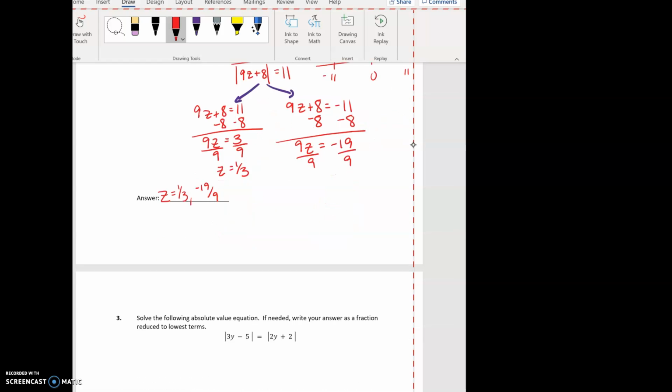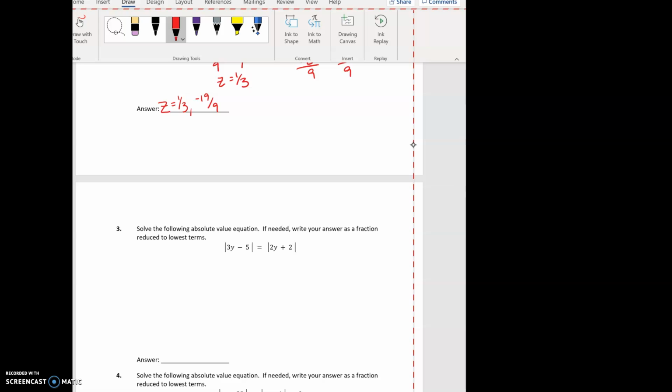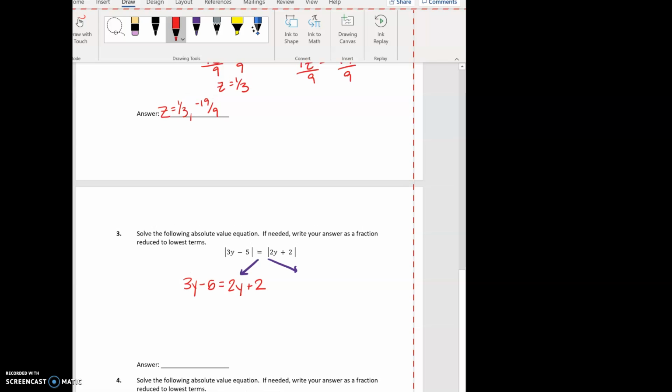All right, number 3. So on number 3, I have 2 absolute value expressions, so I can't isolate one of these things. So right from here, we're going to split this in 2 directions. The first one, I'm just going to drop the absolute value bars and write it as if it were just a regular equation. 3y minus 5 equals 2y plus 2. For the second equation, I'm going to negate one of my sides. And when I do that, that'll represent that this could be a positive or a negative.